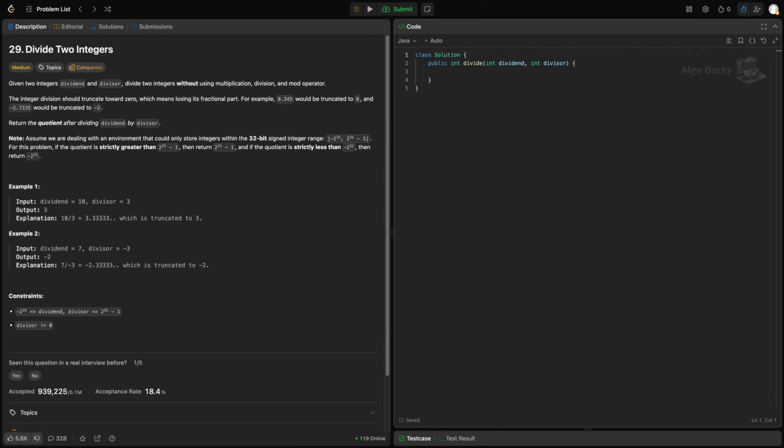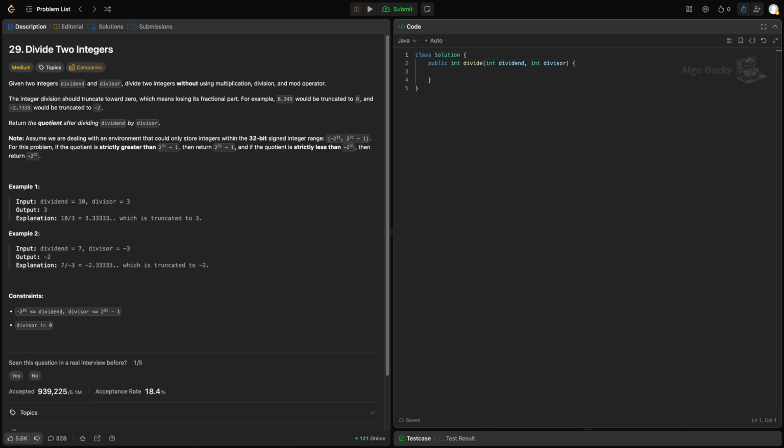LeetCode 29. Divide two integers isn't just about math, it's a low-level coding puzzle in disguise. Imagine environments like embedded systems or databases where multiplication, division, or modulo are banned. That's exactly what this challenge simulates. So how do we divide without the usual tools? We'll start with the basics. But the real fun begins when we outsmart brute force.